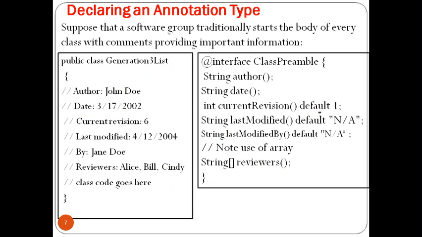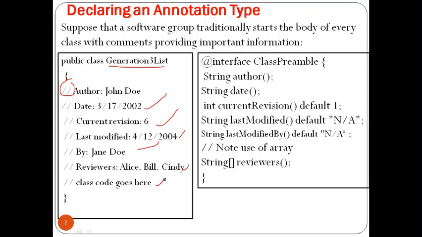Now, with the program, I can explain exactly how we have to use Java annotations. See this. In the previous window, before Java annotations, if you wanted to write any comments about your program, here I have a class called Generation3List. Previously, with the help of Java comments, I was writing author, John Doe, date. Like that, whatever the information about the program, I wrote with the help of comments.